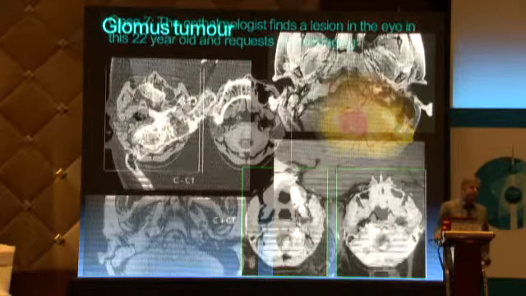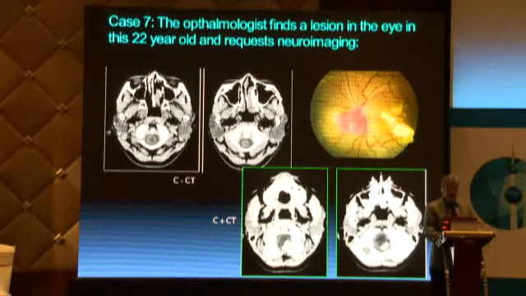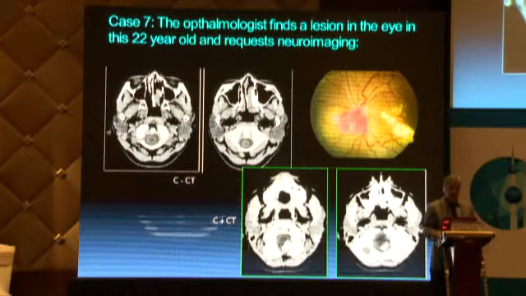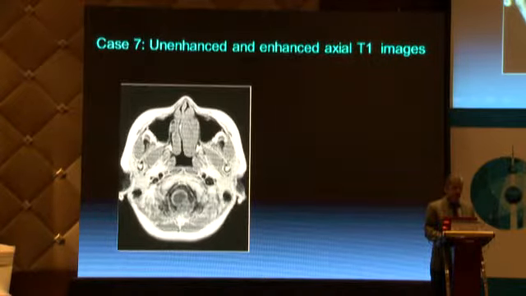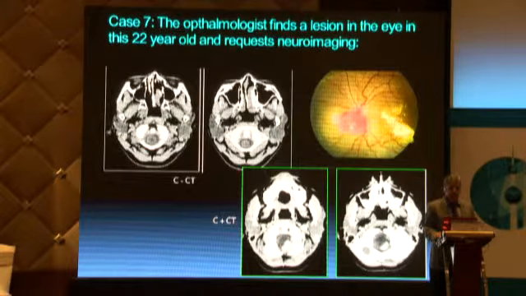So we come to case 7. This is a very straightforward slam dunk case. This is the unenhanced CT scan. This is the enhanced CT scan. This is the unenhanced axial MR. This is the enhanced axial MR. So look at the case again. So CT scans and MRs.